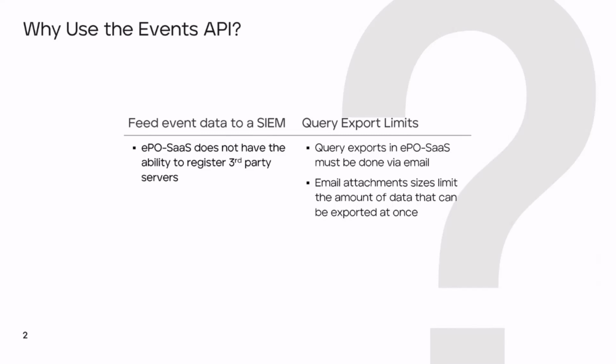While these queries and reports can be scheduled to run and export the results as automatic server tasks, there are a couple of functional limits at play with this approach. One such limit is that the email attachment included in an exported query cannot exceed 40 megabytes. Using an API to pull event data from ePO-SaaS overcomes this limitation.